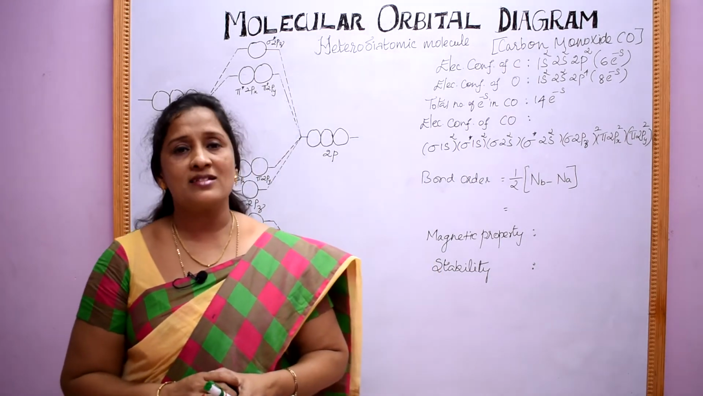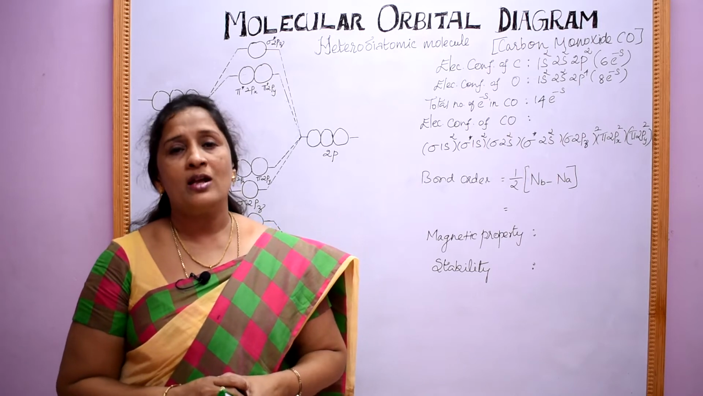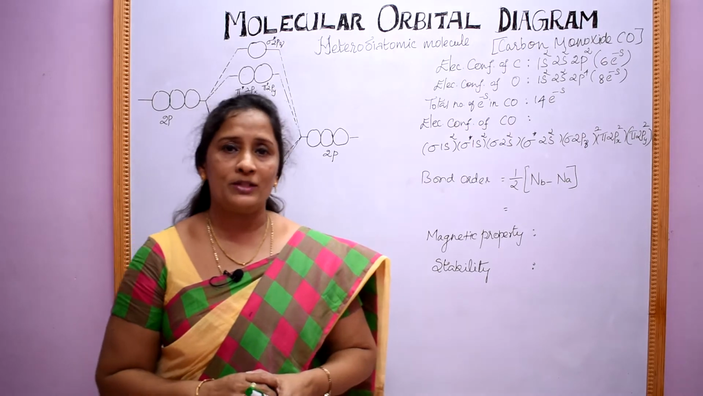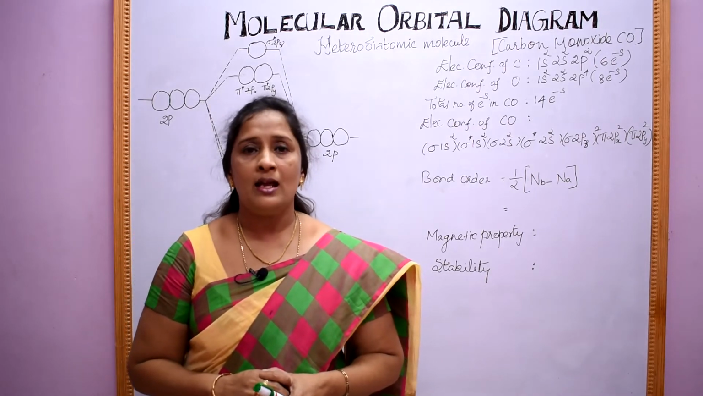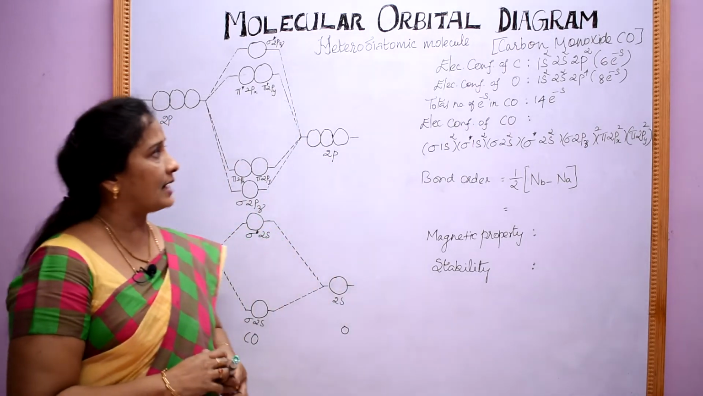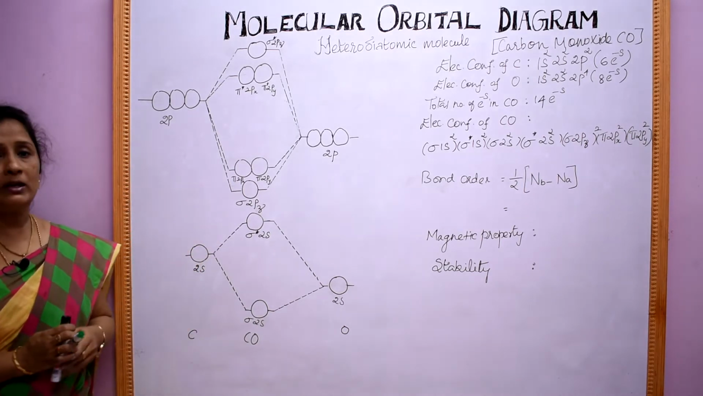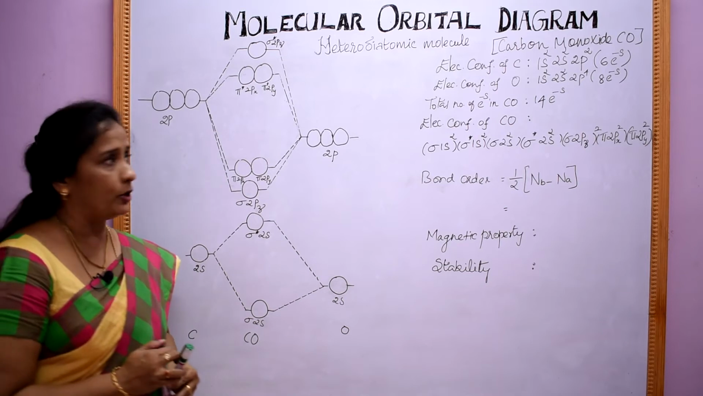In this lecture class, we are going to discuss the molecular orbital diagrams of heterodiatomic molecules like carbon monoxide and NO. So let's get started. Let us first see the molecular orbital diagram of the carbon monoxide molecule.